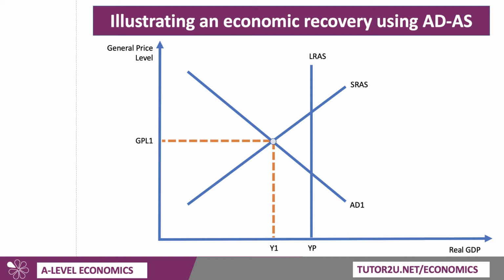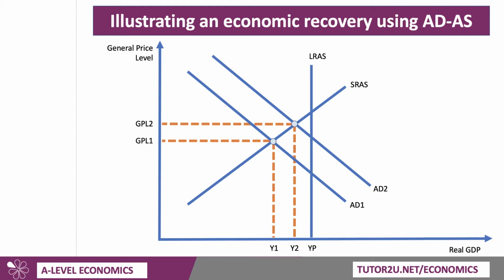I'll use a neoclassical model in this video. So recovery essentially is when you get an increase in aggregate demand from AD1 to AD2. That takes the economy to a high level of national output. Could put some upward pressure on prices. Obviously depends on the elasticity of the aggregate supply curve.